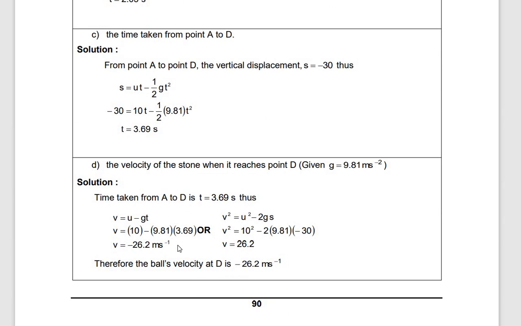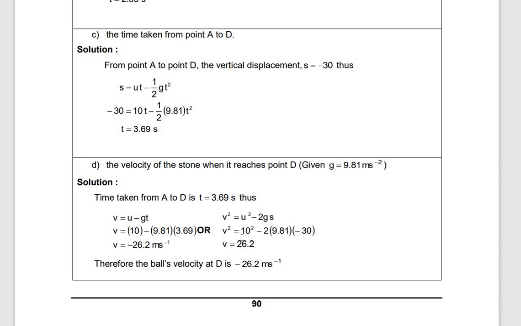Okay. Alright, so the velocity of the ball when it reach point D. So you use G is 9.81 lah. Okay, bila dia sampai dekat D, kita nak cari dia punya velocity. Okay, bila dia sampai D, S dia negatif 30, T dia 3.69. So yang ni dekat C ni boleh guna. Okay, so the time taken to AD is 3.69 second. Thus, kita nak cari V, boleh guna formula yang pertama, boleh guna formula yang keempat.